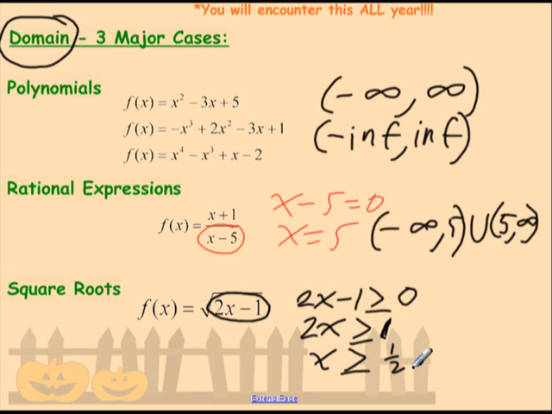And so our domain is all numbers that are greater than or equal to 1/2. So in interval notation, that's going to be all real numbers from 1/2 to infinity, but including the 1/2, because 1/2 is okay. Because again, if you plug that in, 2 times 1/2 is 1, 1 minus 1 is 0, square root of 0 is 0. That's a real solution.